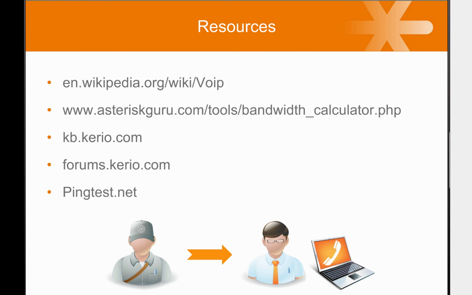Resources to dig a little bit deeper into this topic: I could definitely recommend the Voice over IP article on Wikipedia. We have a bandwidth calculator where you can calculate what kind of bandwidth, what kind of internet connection you need if you would like to have a specific number of concurrent calls. Of course, we have our knowledge base. We have a very vibrant forum about Kerio Operator, and pingtest.net is a page where you can test how good your internet connection is.